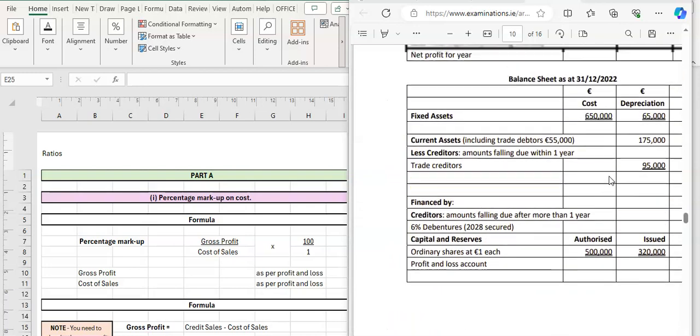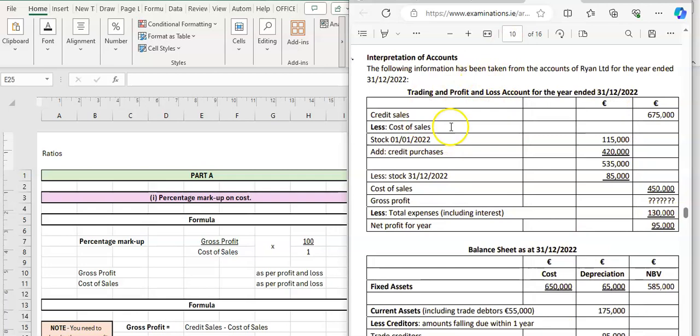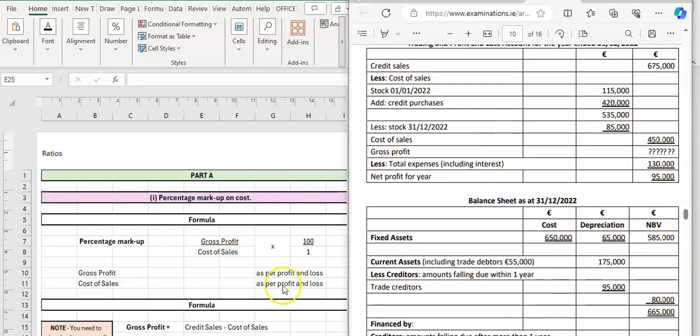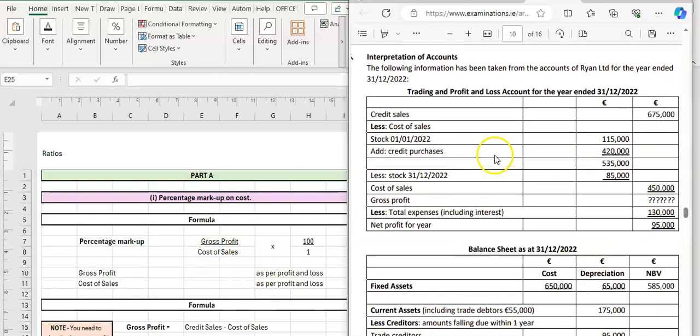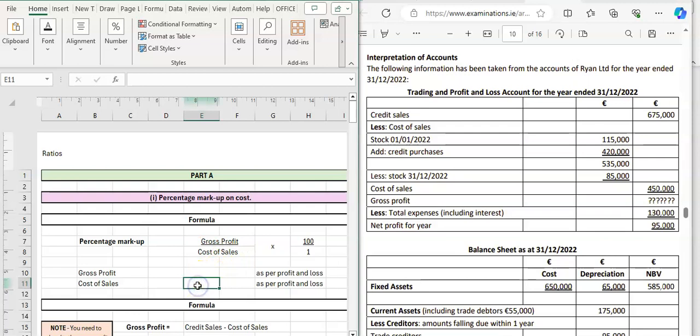So we'll go back up and look at the question. And in the question, it's going to show us two things. One, it's going to show us our trading profit and loss account, and two, it's going to show us our balance sheet. So we know that the gross profit and cost of sales are found on the profit and loss account. So if we look down through our figures, we've got credit sales. Your cost of sales is made up of your opening stock, add your purchases, take away your closing stock. That's going to give your cost of sales here. So our cost of sales in the question is 450,000. So that's one of them. So I'm just going to write in the cost of sales 450,000 here.